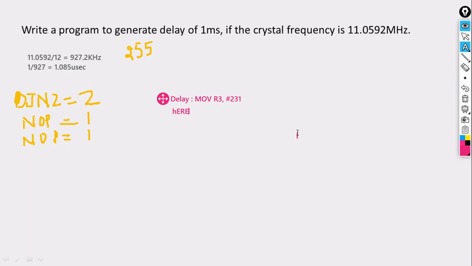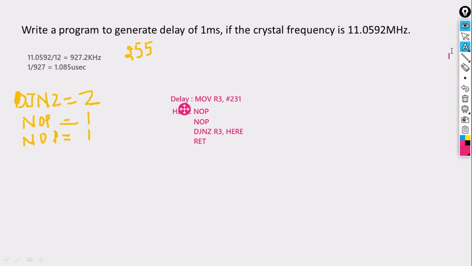So next, let me write it here. Loading R3 is going to be one machine cycle. Then first, let me call this no operation. Again no operation, and again no operation. Next it is going to be DJNZ R3 comma, where should it go? It should go back to here. Then it is going to be return.